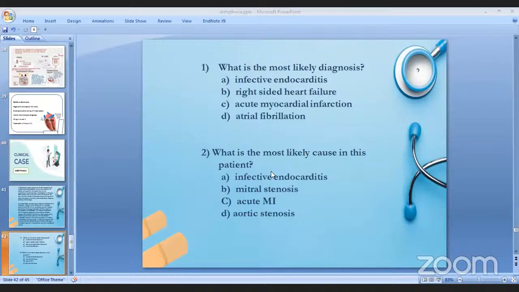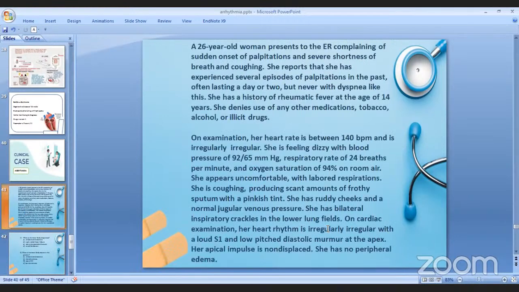What is the most likely cause in this patient? The options are infective endocarditis, mitral stenosis, acute MI, aortic stenosis, right? If you have read the question properly, the typical features given are the answer. The patient has a history of rheumatic fever. And on auscultation, what has been heard is a very loud S1.